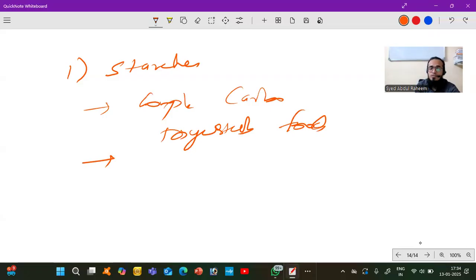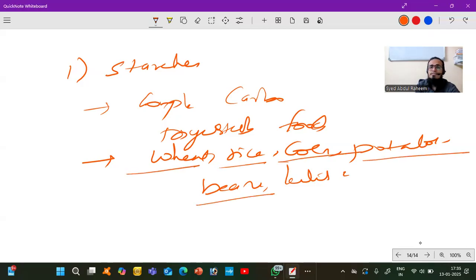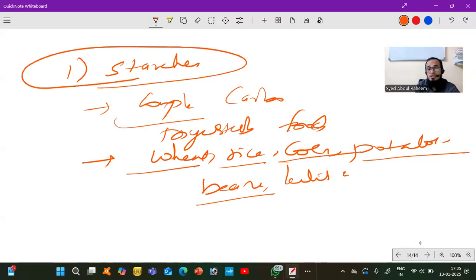Foods that have starch, like we have wheat, rice, corn, potatoes, beans, and lentils. So wheat, rice, corn, potatoes, beans, everything has starch. So they are complex carbohydrates. It means it is easily digestible, but it will need energy to digest. It will need a great amount of digestive system effort to digest.